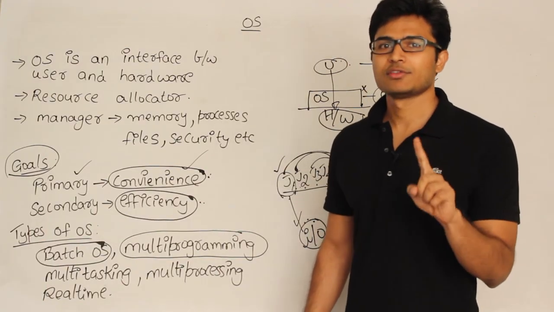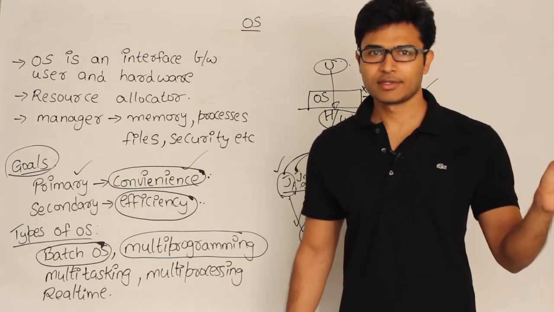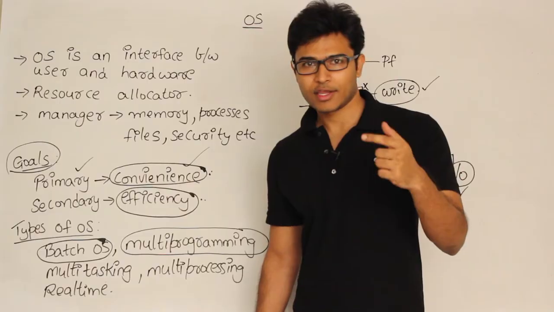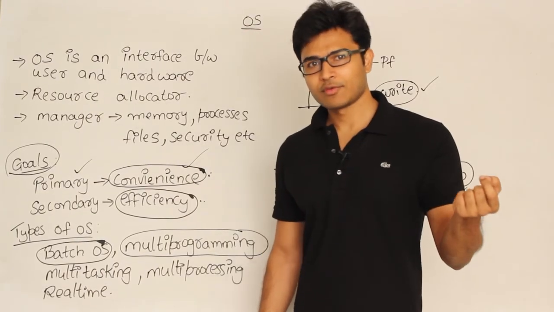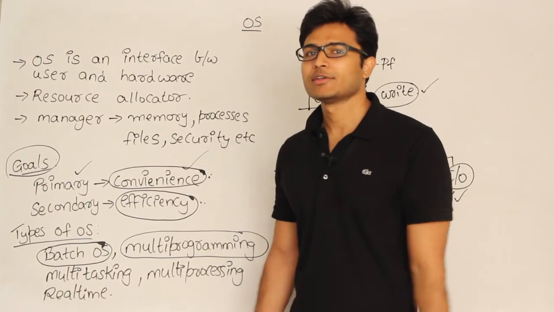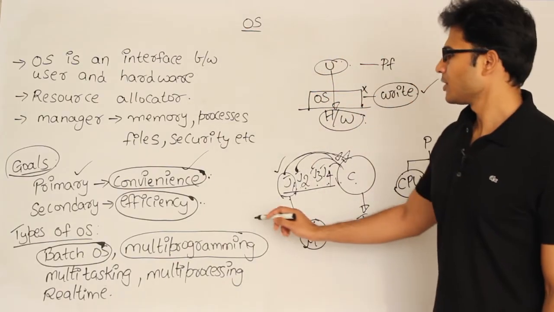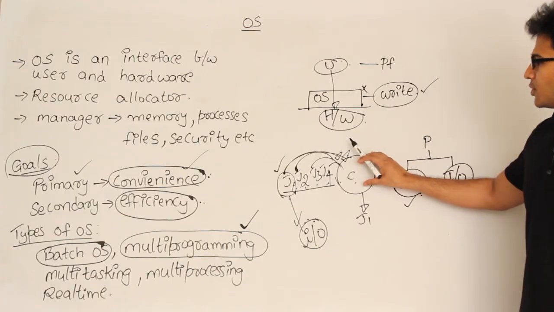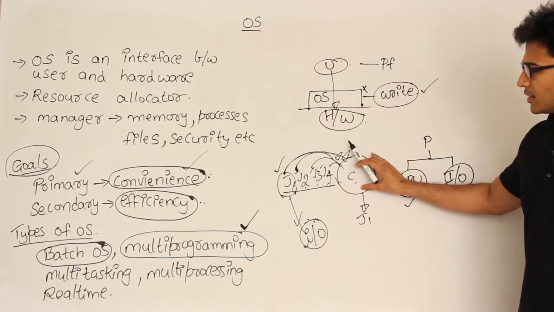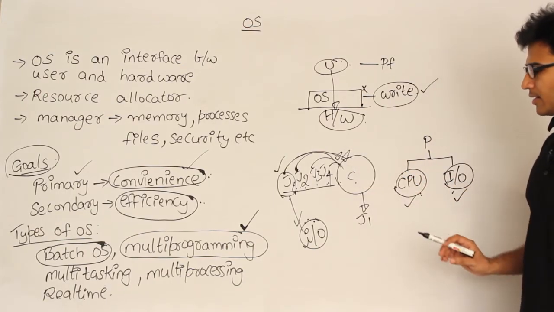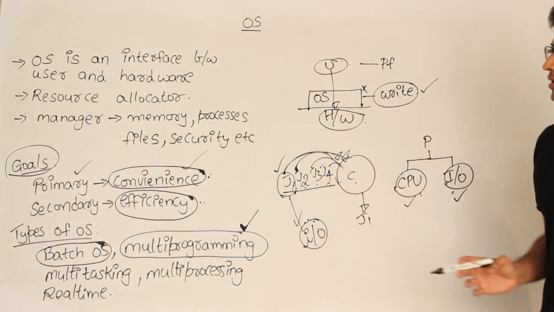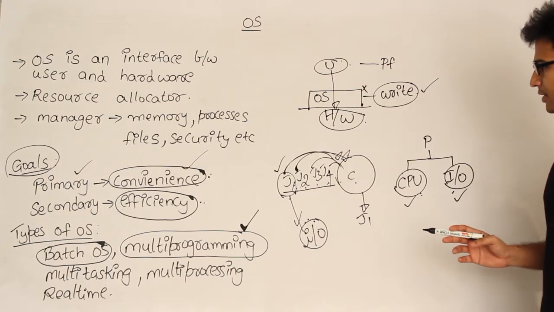In the sense, if the first job requires IO, it will go to the IO device, then the CPU will pick up the second job, and if the second job also requires IO, it will go to the IO device and the CPU will pick up the third job. So the advantage of multi-programming is you need not keep the CPU idle. CPU will be busy all the time, right? So using this, efficiency has been improved, which was not there in the batch OS, right?